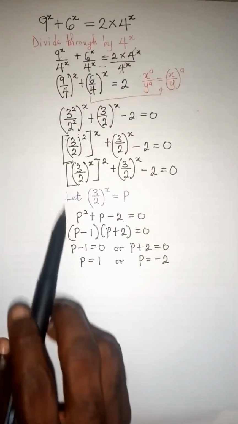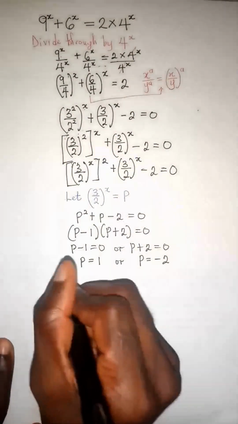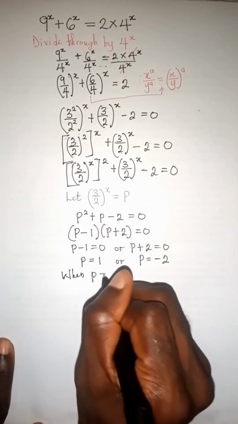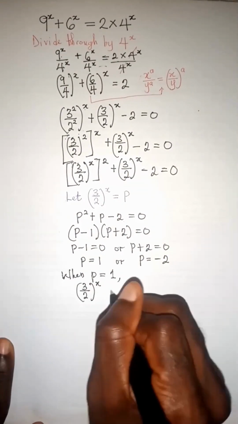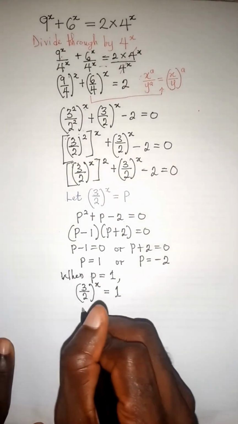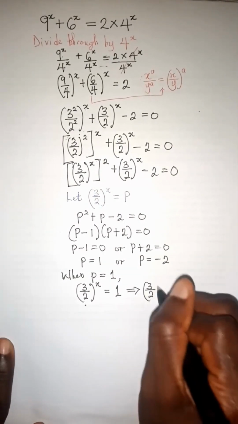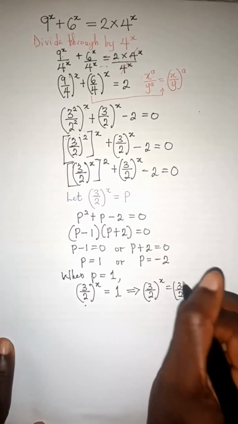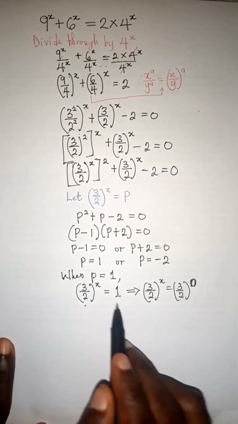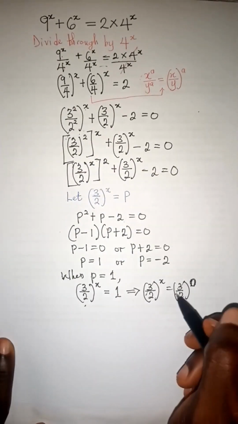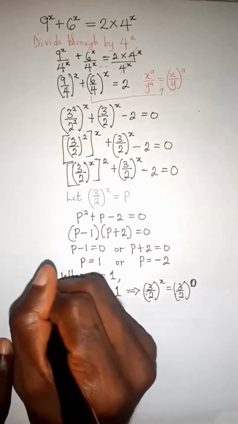Now, we need to go back to the original variable, which is x, by going back to our transformation right from here. So when p is 1, we put 1 into that equation. 3 over 2 raised to power x equals 1. This implies that 3 over 2 raised to power x can be written as 3 over 2 raised to power 0 rather. Any number carrying exponent 0 gives 1. So therefore, the bases are now equal. We can say x is 0. That's the first case, we can call that case 1.